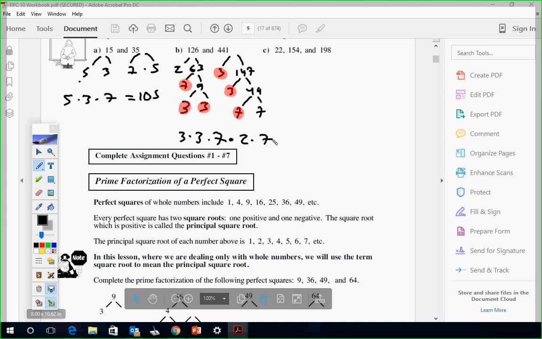Okay, so they shared a 3 and a 3, a 3 and a 3. They shared a 7 and a 7, a 7. They didn't have this shared, so it has to be by itself. They didn't have this one shared, it has to be by itself. So you should get 882 for this one.